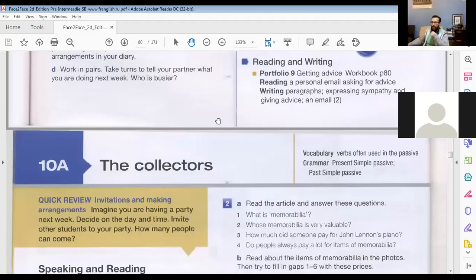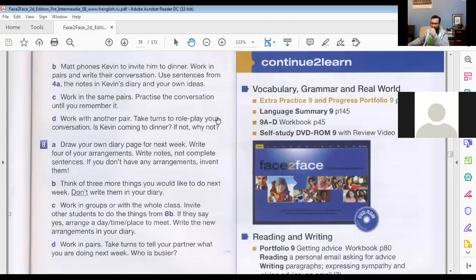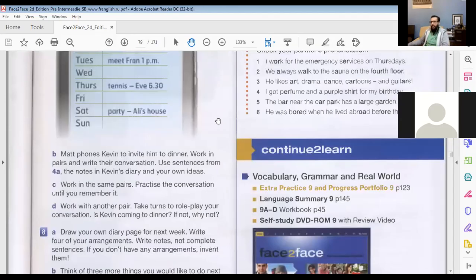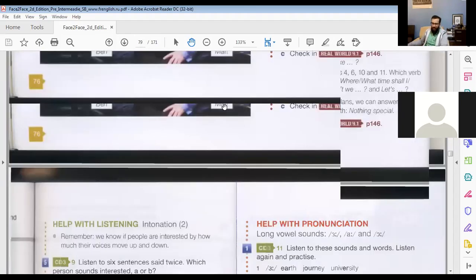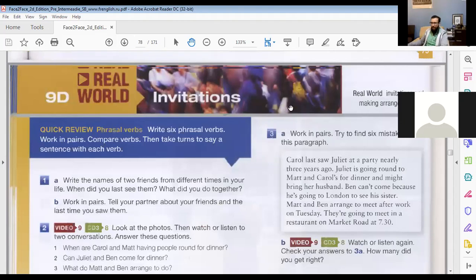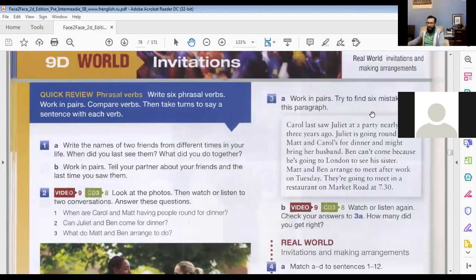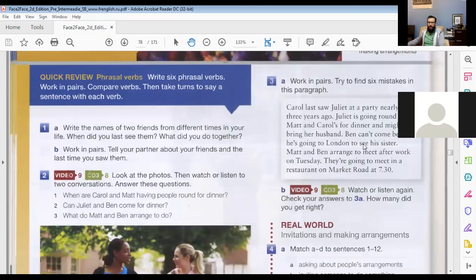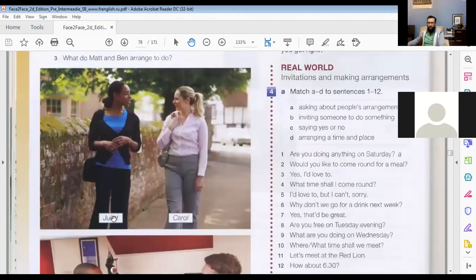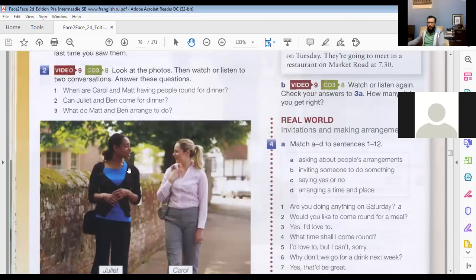Okay, so let's talk a little bit about our last lesson. In our last lesson, we talked about how to make arrangements and invitations. Here you can invite people, you can arrange plans. So we talked about that. And we also saw the conversation between Juliet and Carol, where they arranged to have a dinner.